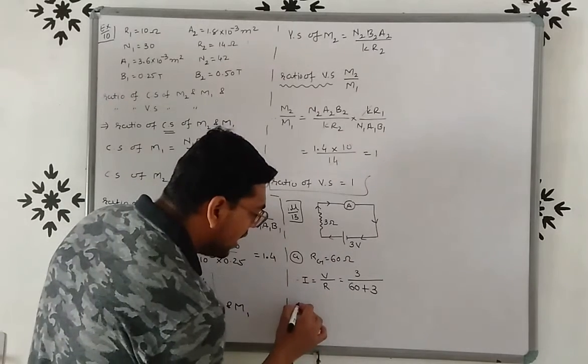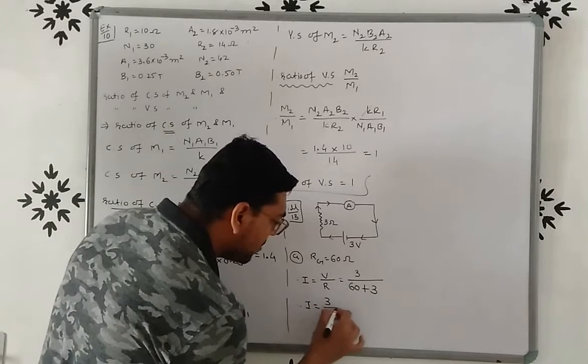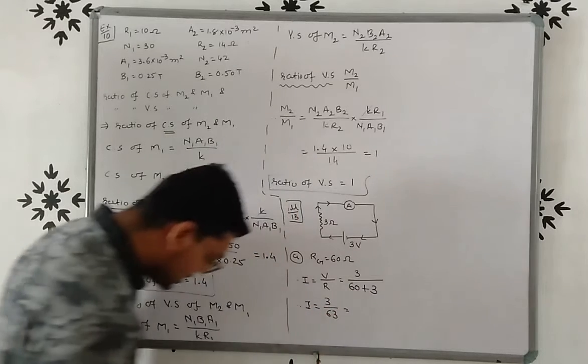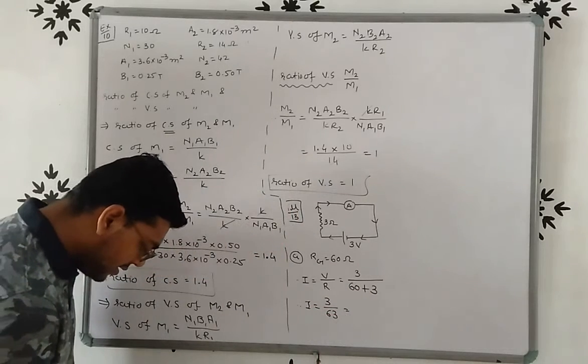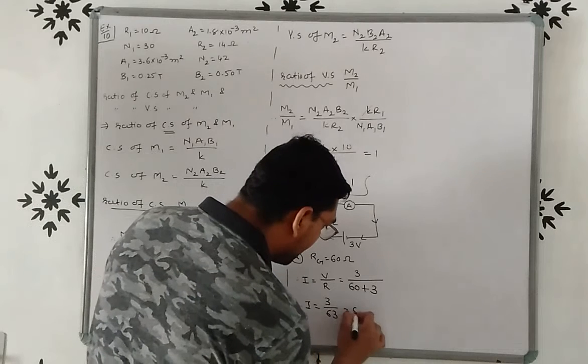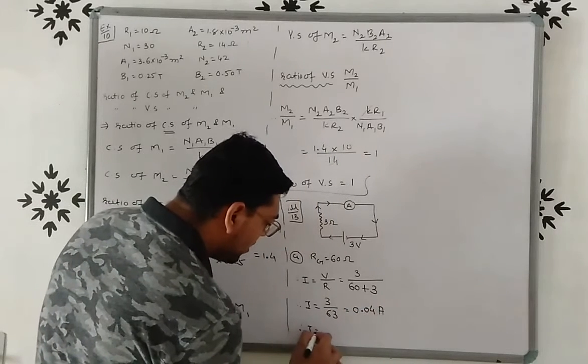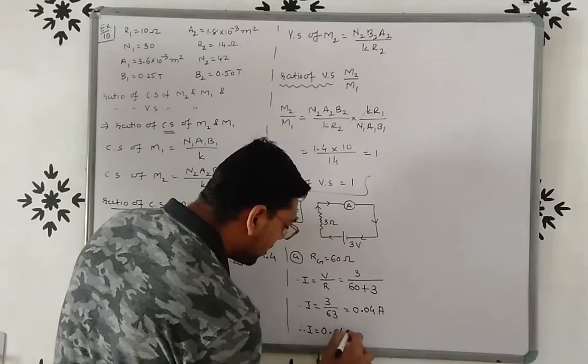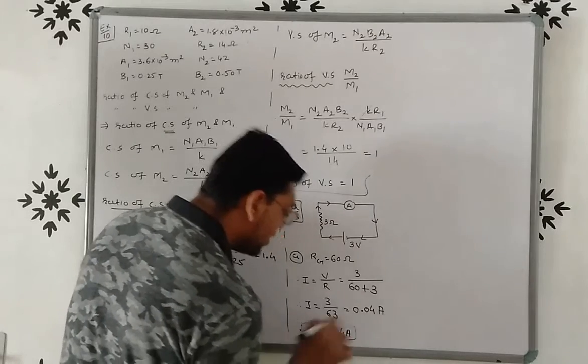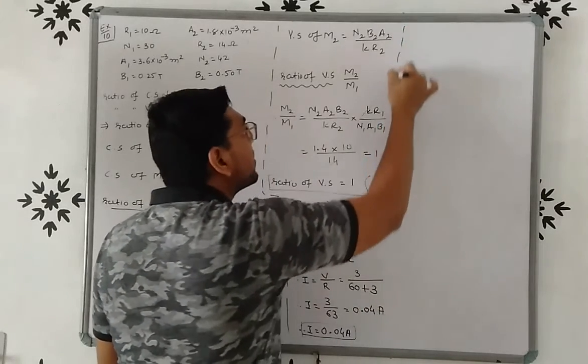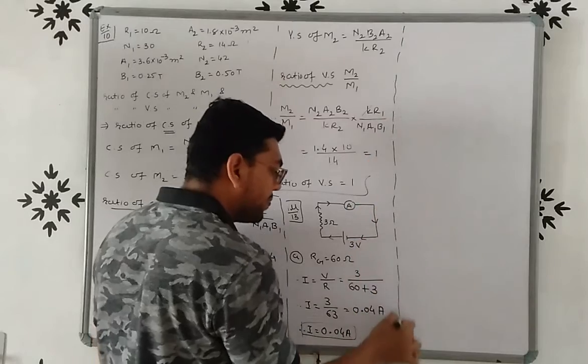So I is equal to 3 upon 63, which is 0.04 ampere, right? So current 0.04 ampere, right? Now second case.